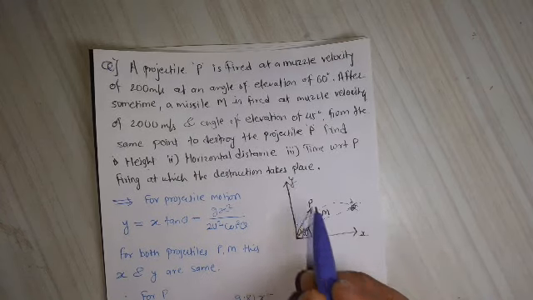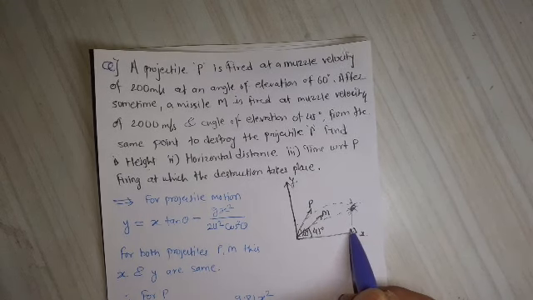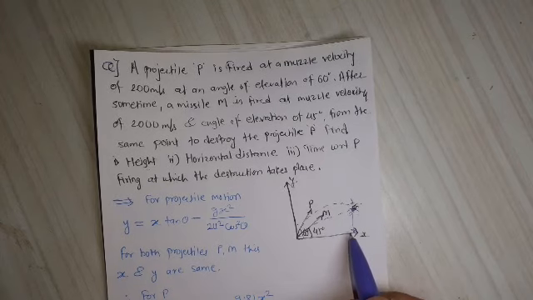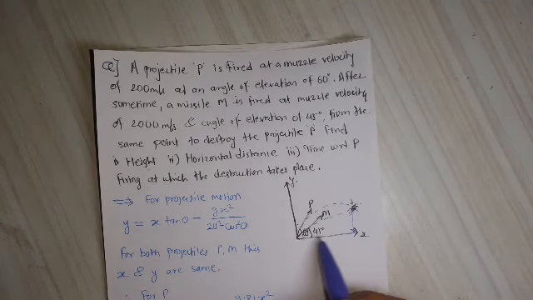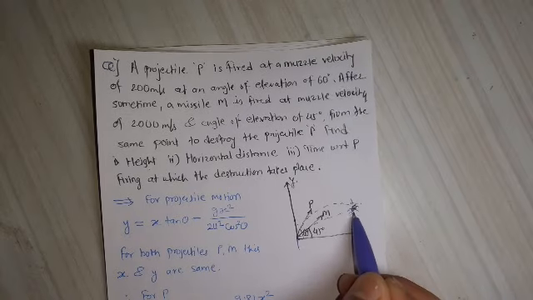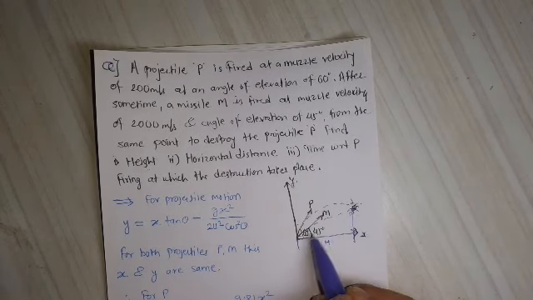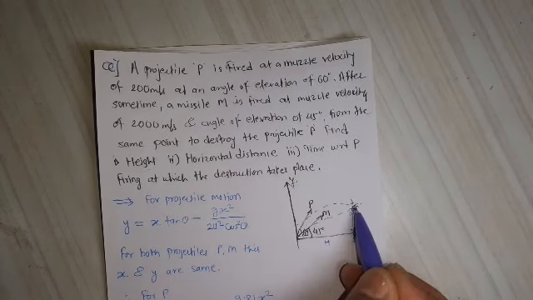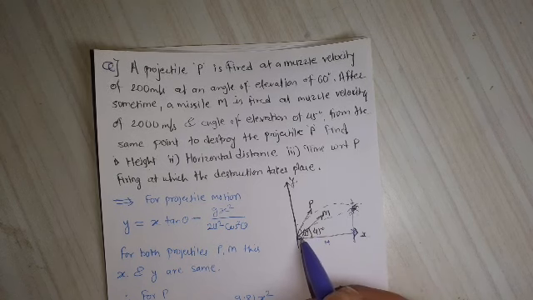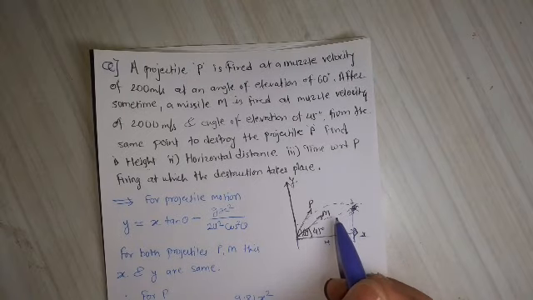Now they have asked us to find out the height of this point at which the destruction takes place, then the horizontal distance from this initial firing point, this horizontal distance, and the time at which the destruction takes place from the firing point of P. That means the time gap between firing of P to the destruction. This we have to find out.